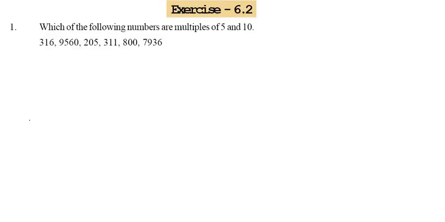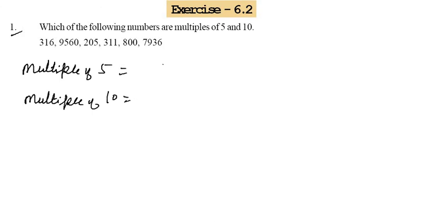Let us see the next, that is exercise 6.2. The first question: which of the following numbers are multiples of 5 and 10? So let us see multiples of 5. A multiple of 5 is a number whose unit place is 0 or 5. And here is the multiple of 10. You can write here multiples of 10. A number that has unit place only 0 will be a multiple of 10.